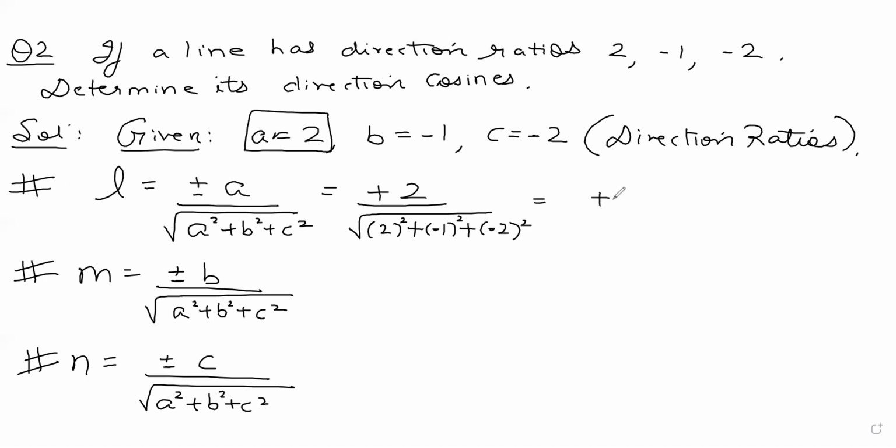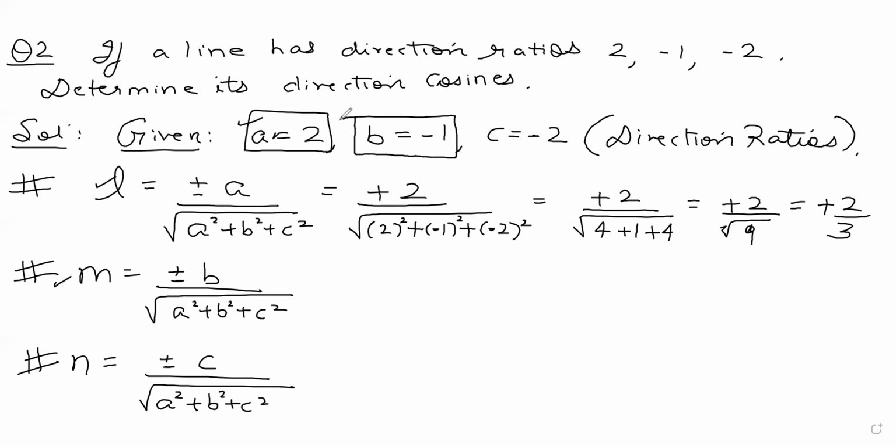So this will be plus 2 upon square root of 4 plus 1 plus 4, which is plus 2 upon square root of 9, which is plus 2 by 3. Remember, the sign of the direction cosine will exactly be same as the sign of the direction ratio. So A is positive, L will also be positive. But look at M. M depends on B. But what is B? B is negative. So M will also be negative.